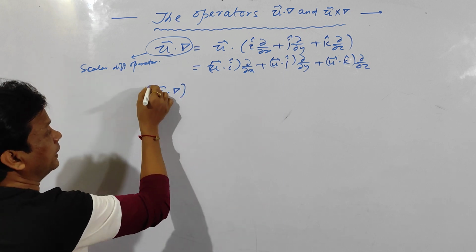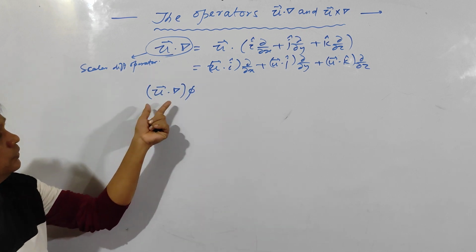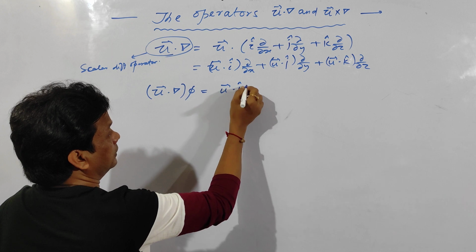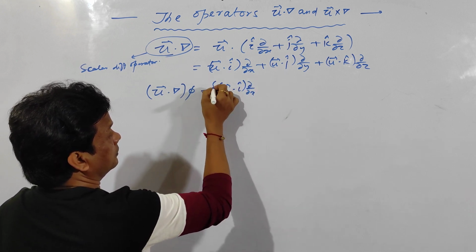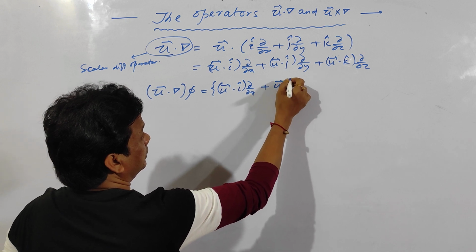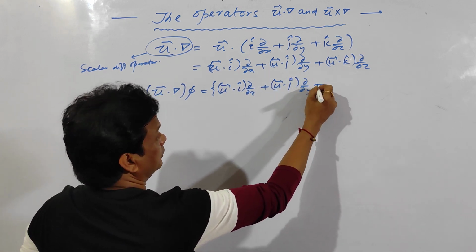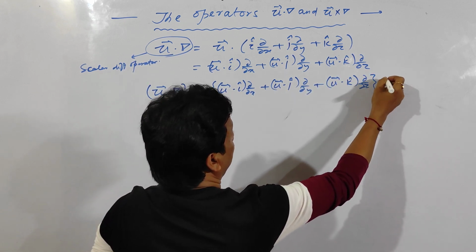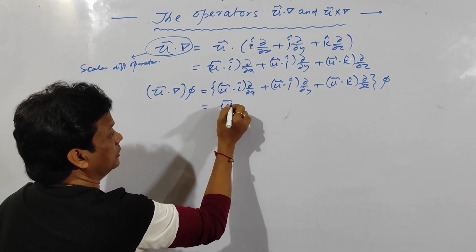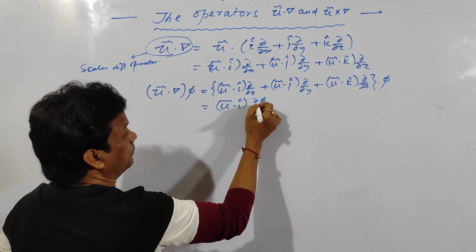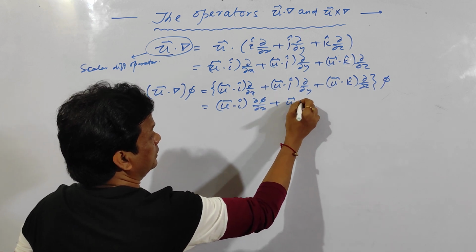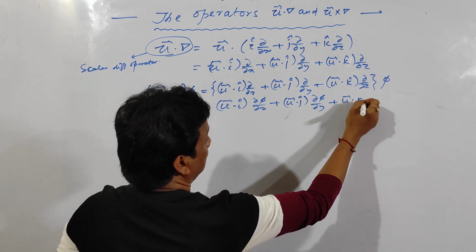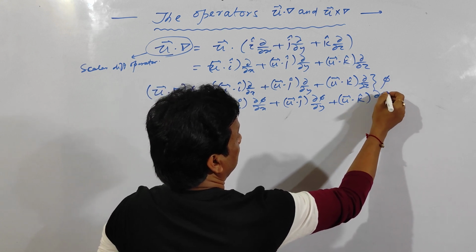And u dot del of phi, if I operate this one on a scalar point function, then what will be the result? See here, u dot i del by del x plus u dot j del by del y plus u dot k into del by del z of phi, and this can be written as u dot i into del phi by del x plus u dot j into del phi by del y plus u dot k into del phi by del z.